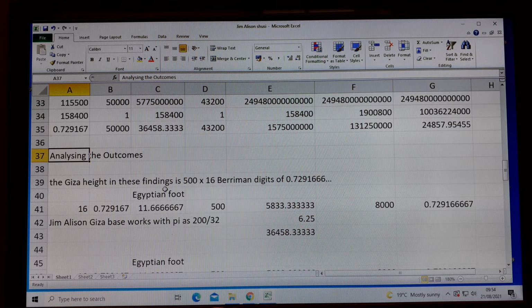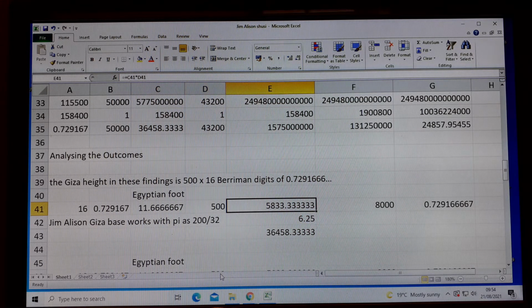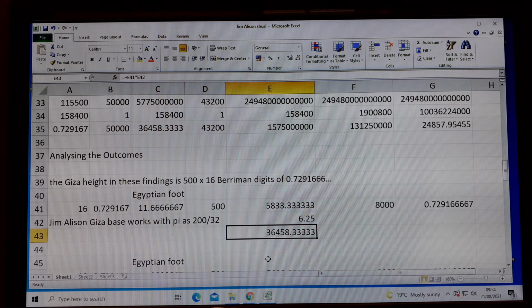The Giza height in these findings is 500 times 16 Berryman digits of 0.729166. So it's 16 times 0.729166 recurring, which gives the Egyptian foot, as we've already discussed. We multiply that by 500, we get the Giza base. Now, using the system that Jim's discovered, we use pi as 100 over 32, and at the Giza base we use 2 pi. So 2 pi is 6.25. That's 3.125 times 2. And it gives, using 5833, it gives 36458.33.